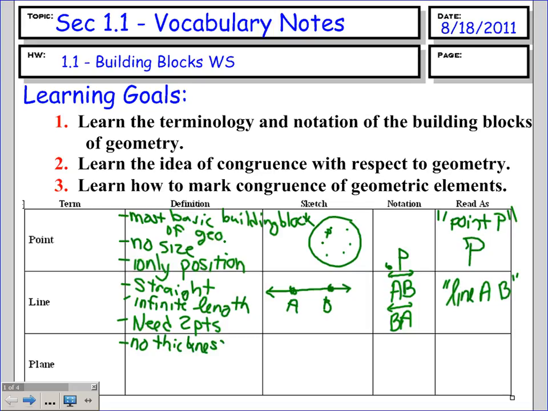There's no thickness. A piece of paper is a good example, because how thick is a piece of paper? It's about 1 micron thick. But we don't measure things in microns really. How many people have even heard of a micron? There's a couple people in here. It's really small. There's no thickness to a plane. It's basically just a flat surface.